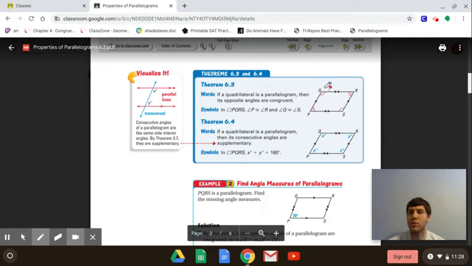So Q here and S are opposite, right? They're across from each other. And then P and R are opposite angles. So P and R are going to be congruent, and then Q and S are going to be congruent because opposite angles in a parallelogram are congruent.